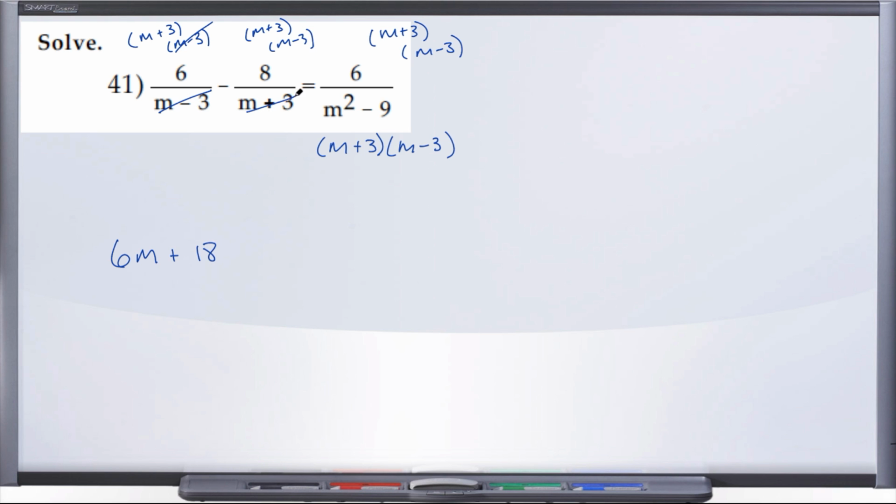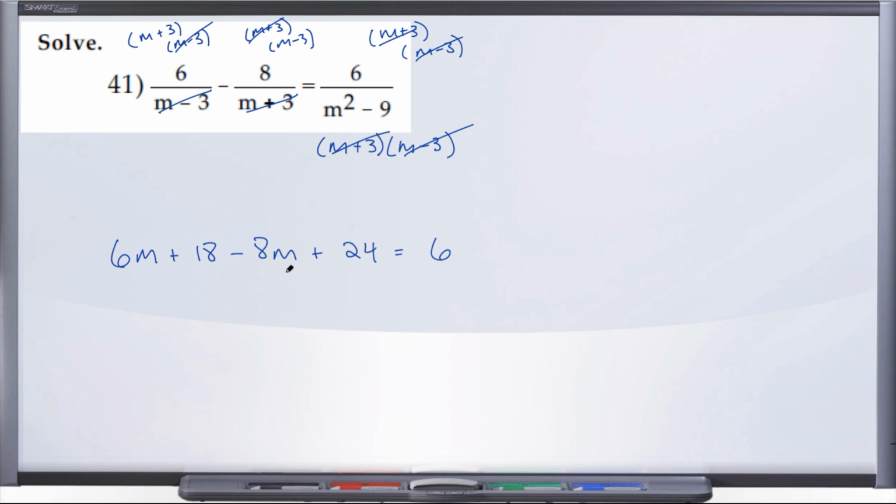And then we have m minus 3 cancels with m minus 3, so we're left with negative 8 times m, or negative 8m. Negative 8 times negative 3 is going to be positive 24. And then equals, well, m plus 3 cancels with m plus 3, m minus 3 cancels with m minus 3. We're left with just 6. So now let's go ahead. We have ourselves just a basic linear equation here.